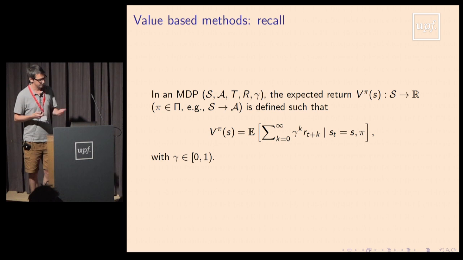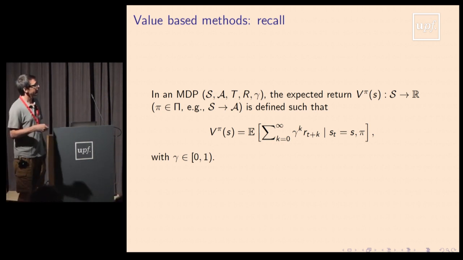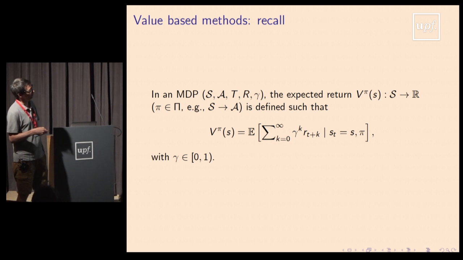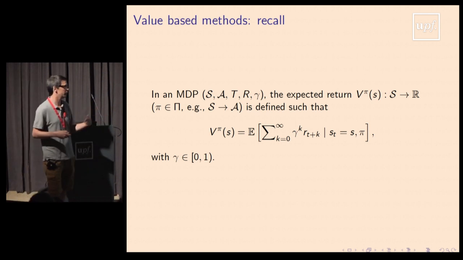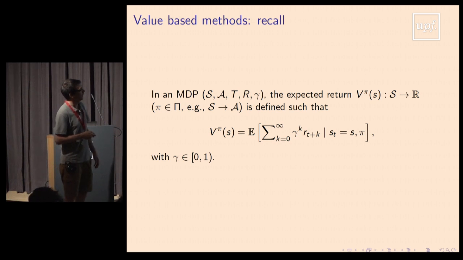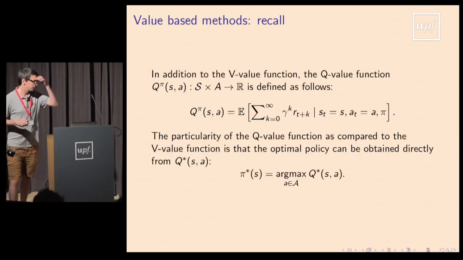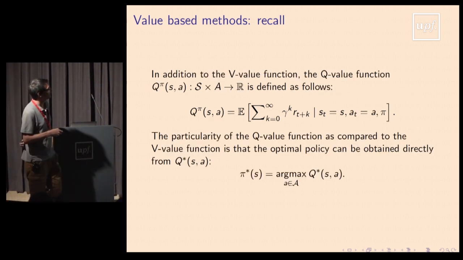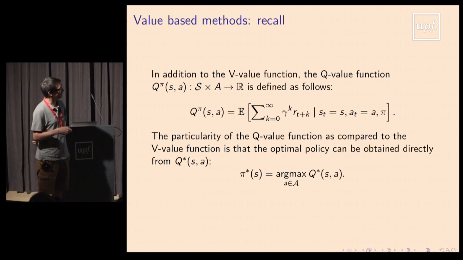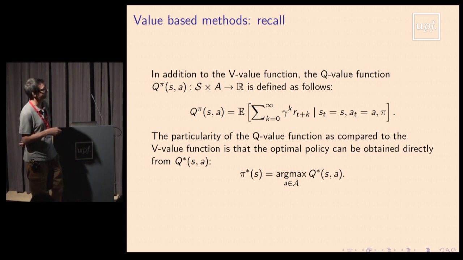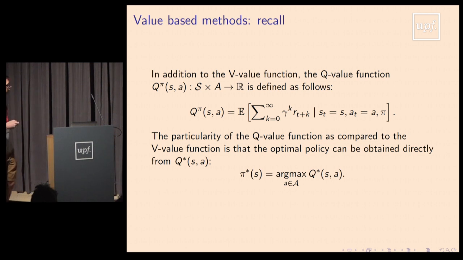So you already know this: the expected return, V pi of S, takes a state as input and gives a real number as output, and it denotes the expectation of the sum of future discounted rewards. So the further you are in the trajectory, the more discounted the rewards are, and you start in a given state S and you follow policy pi. So that's the V value function. The Q value function is more or less the same, but instead of directly following policy pi in state S, first you take action A and then you follow policy pi. Otherwise it's still the sum of future discounted rewards in expectation over the future trajectories.